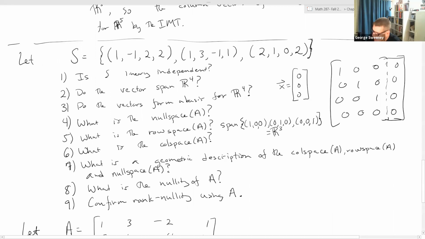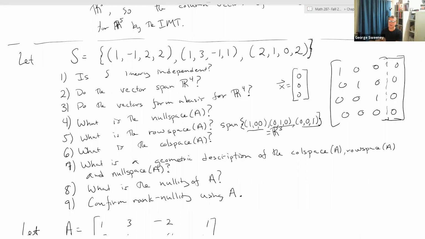Now, Larry and Con and Fug and I were talking about the fact that these 3 column vectors are not a basis for R3. And that's true. But the 3 row vectors are. You see that? Because they're in R3. There are 3 linearly independent vectors in R3: 1 0 0, 0 1 0, and 0 0 1. So the geometric description for the row space is R3.